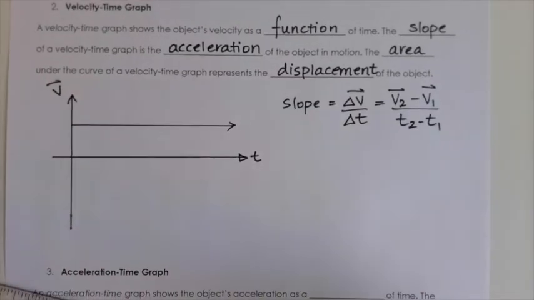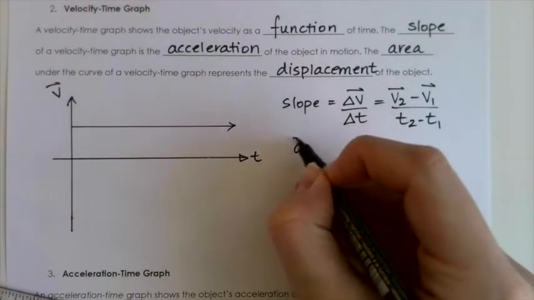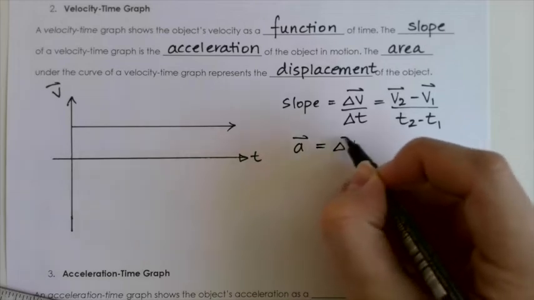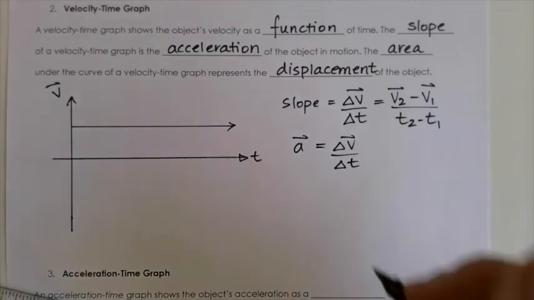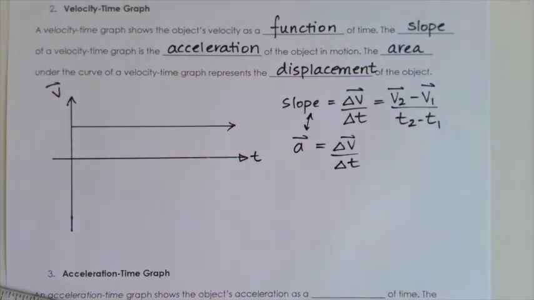This hopefully looks familiar because it looks just like our acceleration formula. Acceleration is also defined as the change in velocity per unit time, which is why the slope of this graph is the acceleration of the object.